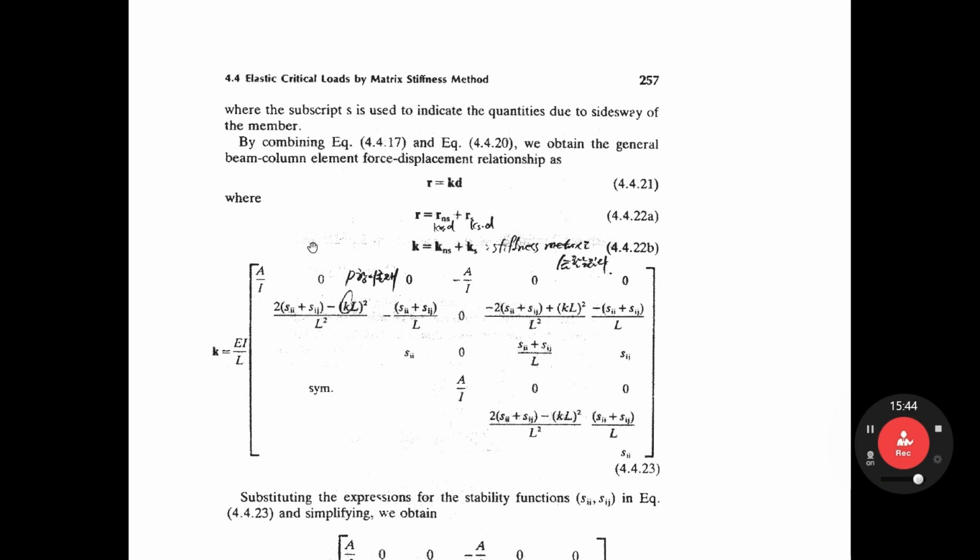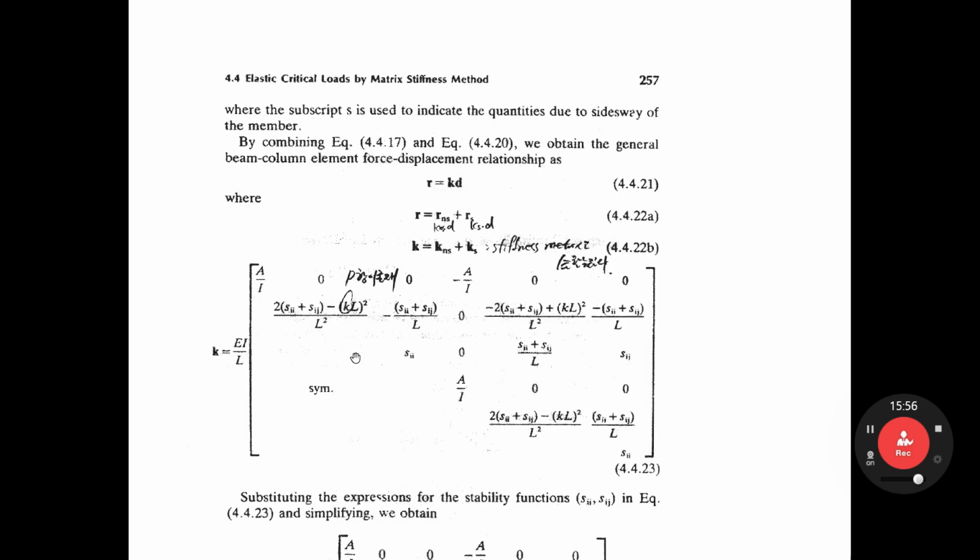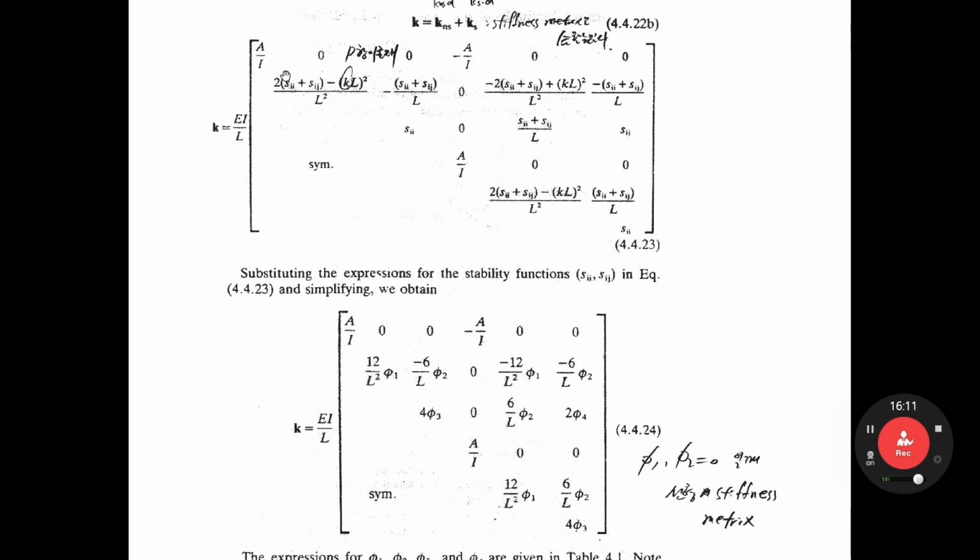What is K? K equals square root of P over EI. If you calculate this, then you can see minus P over L. You can get that value. So this one is the stiffness matrix of an element. As you see, this Sii, this Sij is a function of sine, cosine, something. Somewhat complicated equation. Do you remember?